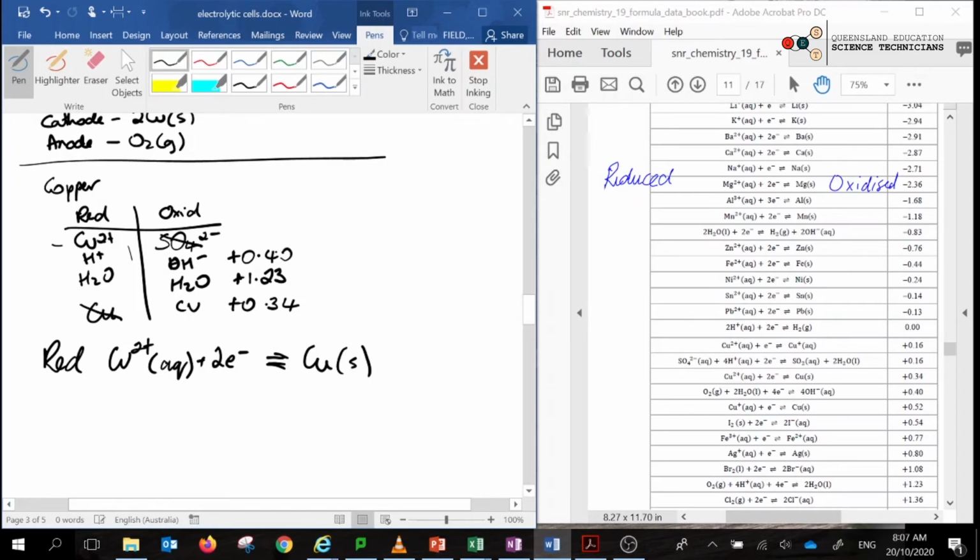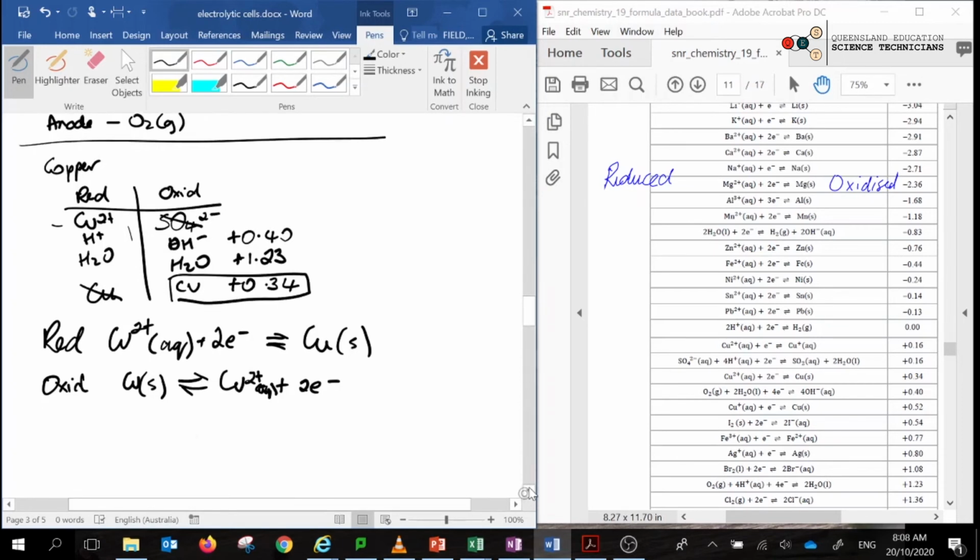So if we remember, if we're looking at oxidation, we're looking for the least positive value. So our least positive value is going to be our copper. So in terms of oxidation, what is going to occur is we have our copper solid becoming the copper 2 plus and 2 electrons. And if we have a balanced equation, these all cancel out. So there's no net product being actually made in terms of the whole system. It's movement of the copper solid and the copper ions within the system.